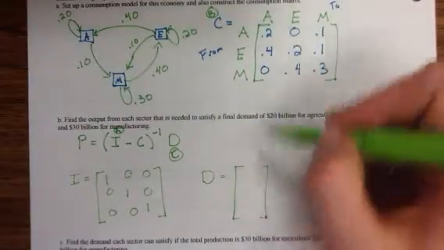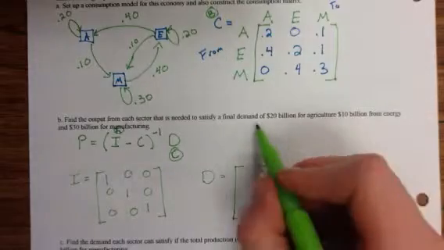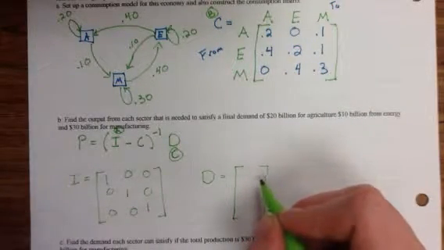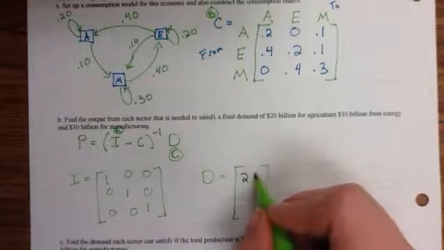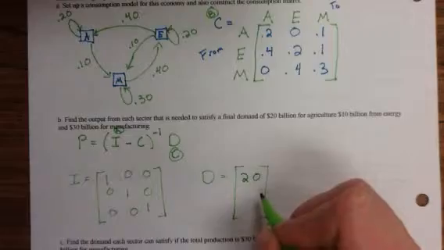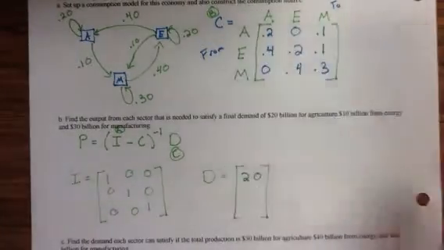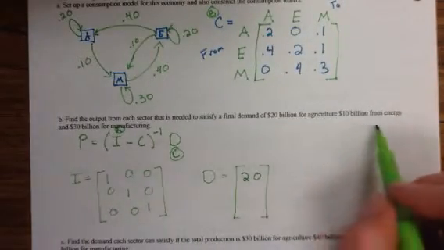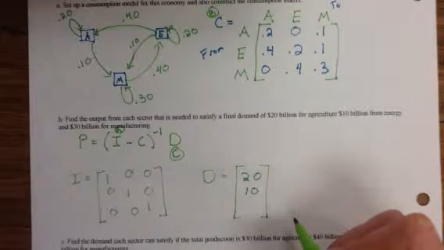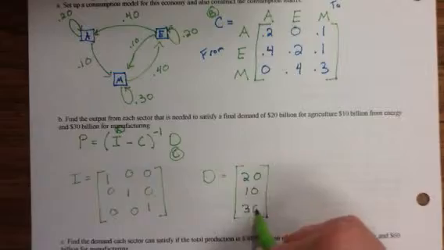So we want the demand of A first, so they told us agriculture is 20 billion. You can write out all the zeros, or you can keep it in terms of billions. I'm going to keep it in terms of billions. So I'm just going to say this 20 represents $20 billion. So then next would be energy. We know energy was 10 billion. And then we know 30 billion was for manufacturing.